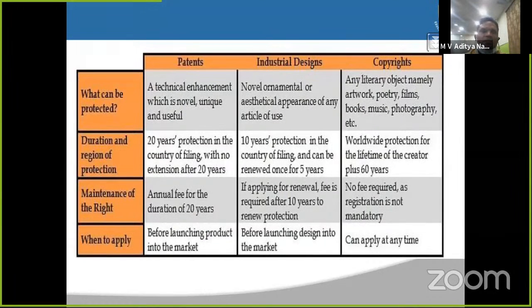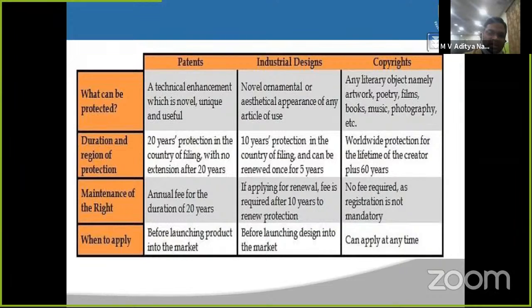And in a few countries, they will be writing it as 50 to 60 years. You'll be getting 50 to 60 years plus protection. So whenever you are talking about patents or different types of IPs, you have to pay certain types of annual fees or renewal fees to maintain the rights.